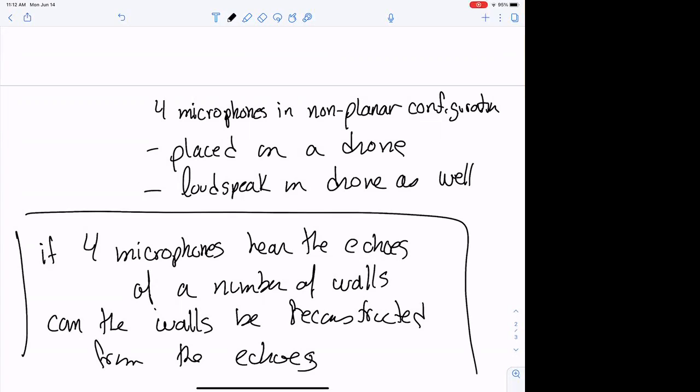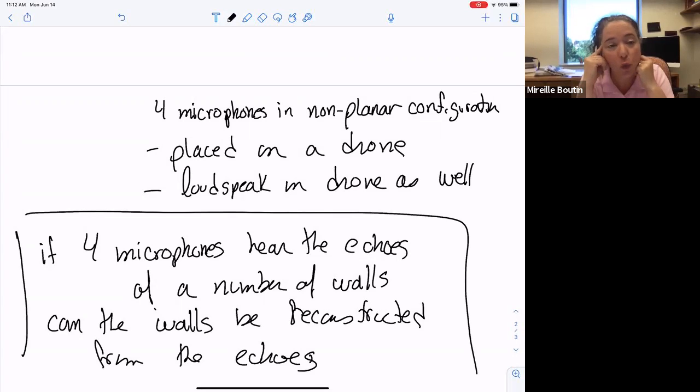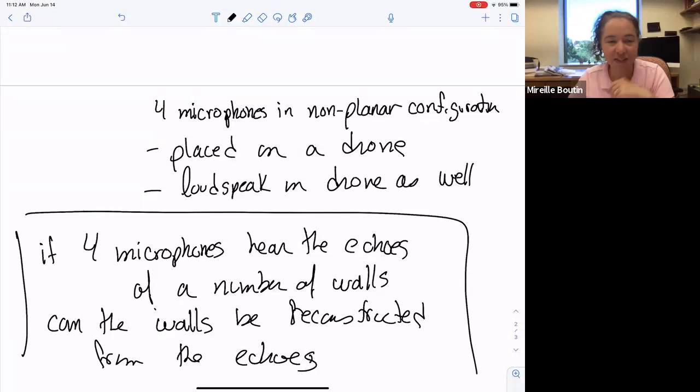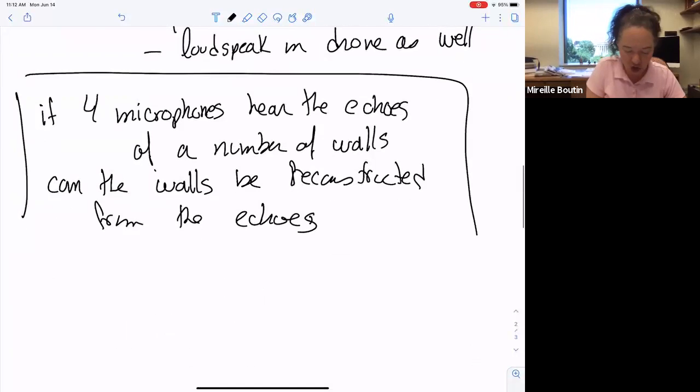Is the microphone configuration calibrated? Is it known? So you know where they are with respect to one another fairly precisely. So that we'll assume is known. Yeah, it makes the problem easier. But it's still hard even with that.